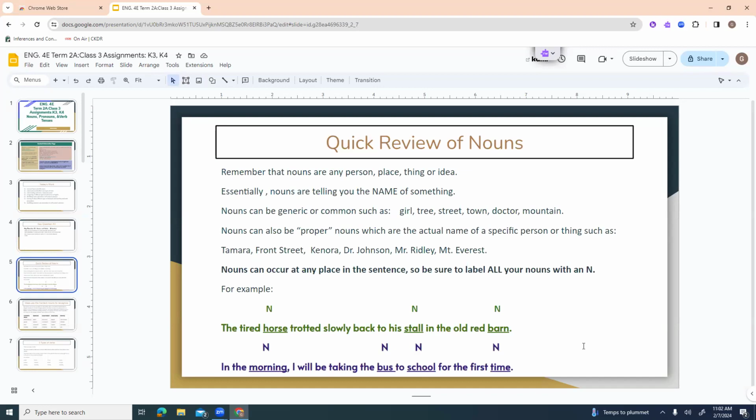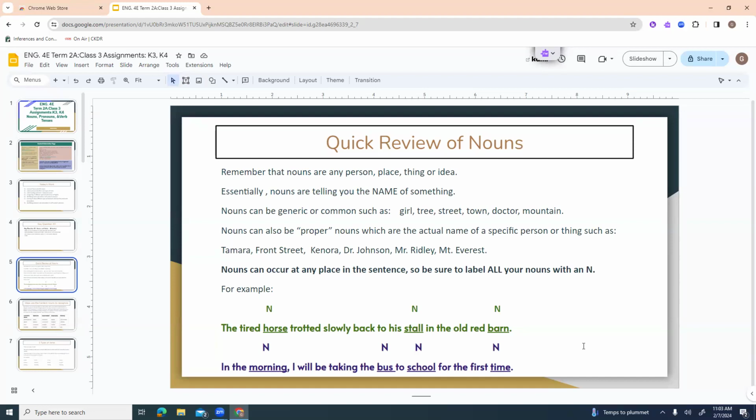So quick review of nouns. Remember that nouns are any person, place, thing, or idea. Essentially, a noun is telling you the name of something. Nouns can be generic or common, like girl, tree, street, town, doctor, or mountain. They can also be a proper noun, which is the actual name of a specific person, and will have a capital letter at the beginning, like Tamara, Front Street, Kenora, Dr. Johnson, Mr. Ridley, Mount Everest.